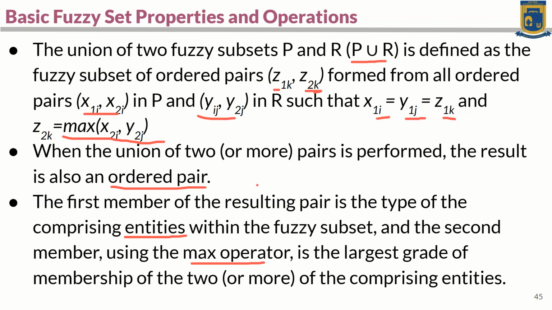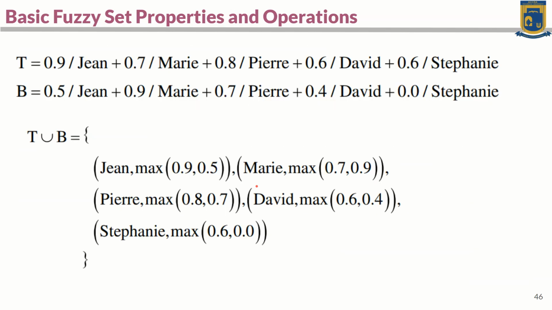Okay. So let's take an example. Let's look at it here. I have two subsets, T and B, and they ask me to find the union. As we said, the entities or the members have to be the same. So if you're dealing with Jane here, it has to be Jane there, and Marie likewise. Then we consider the degree. This is the approach, the steps you follow. We take Jane, then the maximum between this and this. Marie, the maximum between the degrees of membership. Pierre, the maximum between this and that. David and Stephanie likewise. So this is our approach.